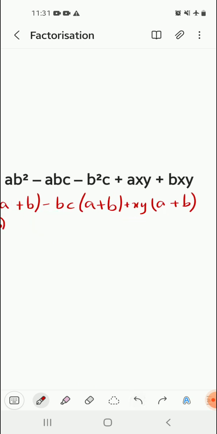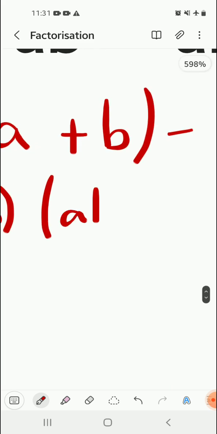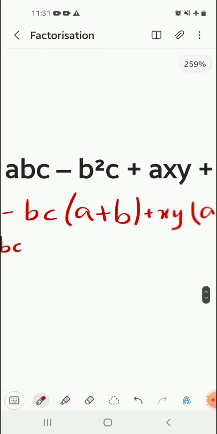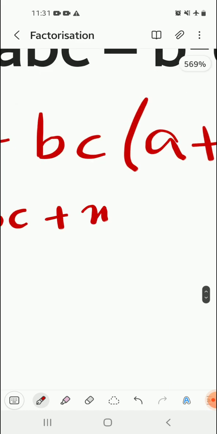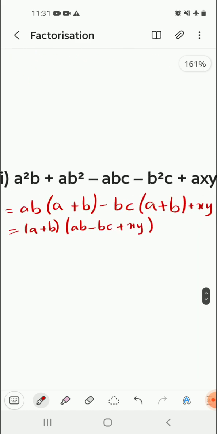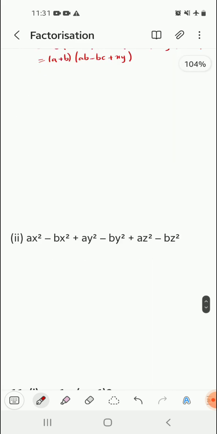So we are going to write it all together. So within bracket ab minus bc plus xy. That is it. Okay, so moving on to the next question.